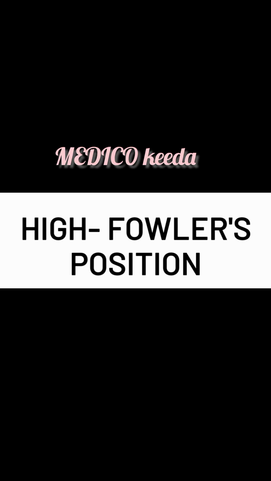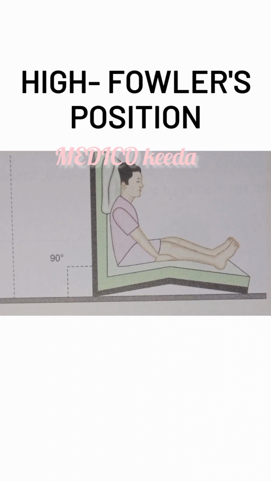Now the next position is the high Fowler's position. In this position, the head of the bed is elevated at 90 degrees, or we can say the bed is at a right angle, and the flexion is at the level of the waist.